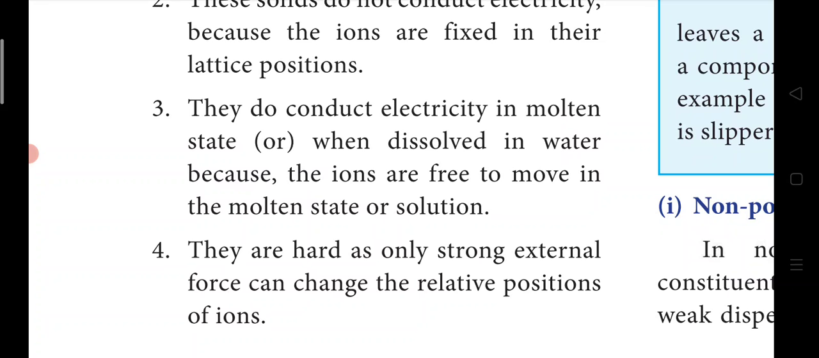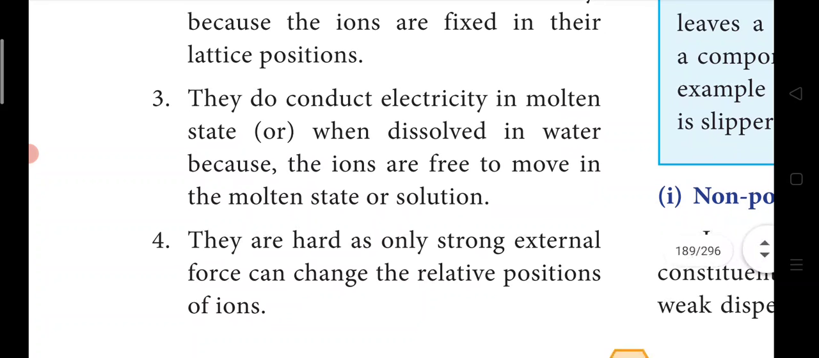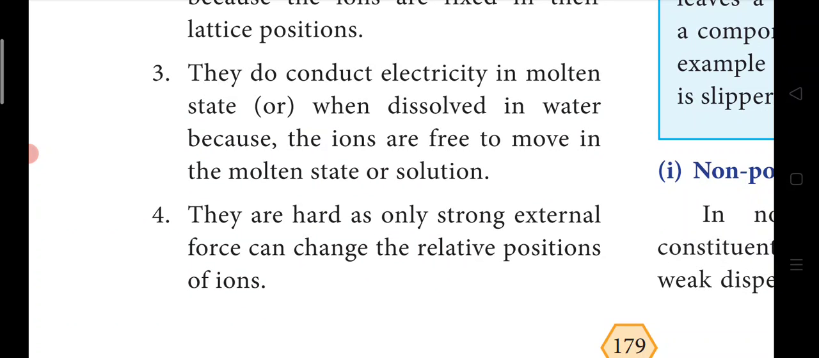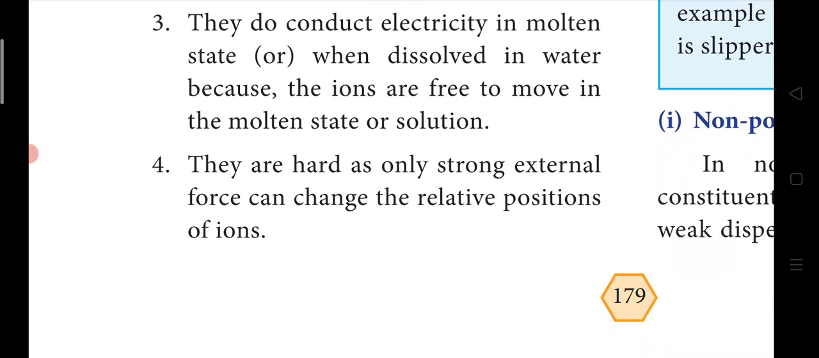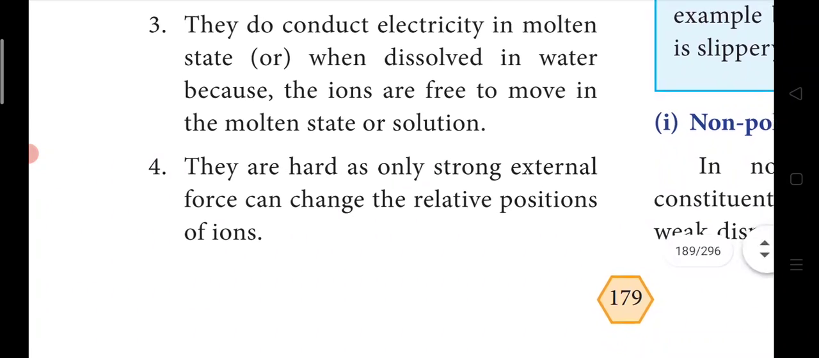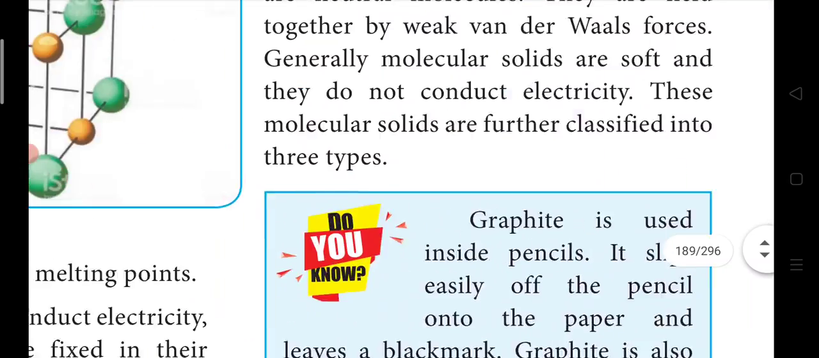So when do they conduct electricity? In the molten state, or when dissolved in water, because the ions are free to move in the molten state or in solution. They are hard, and only a strong external force can change the relative positions of the ions.